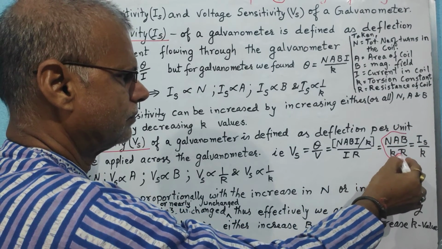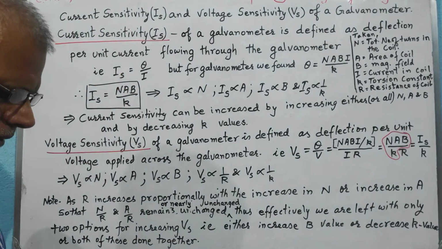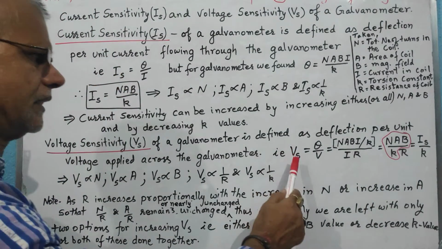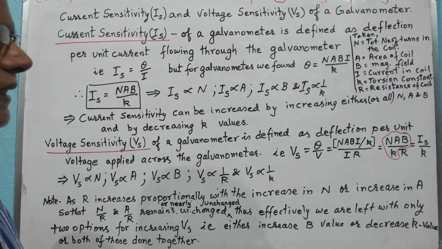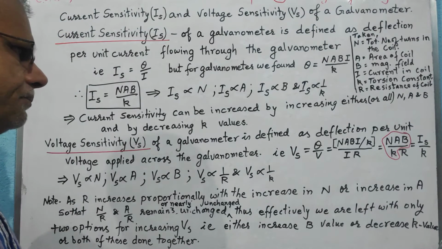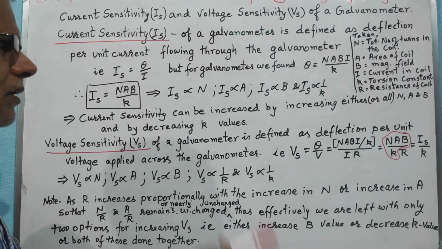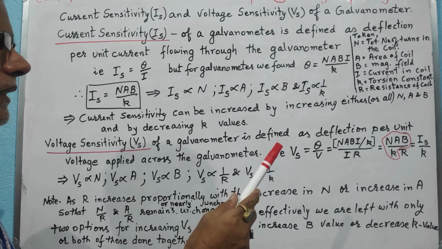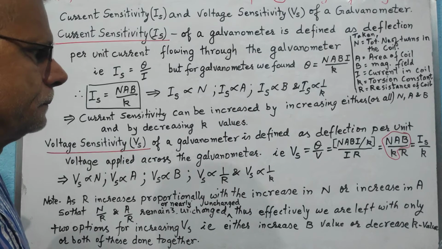For this value we can write IS, current sensitivity IS. So voltage sensitivity is related to current sensitivity divided by K, torsion constant. So naturally when we increase the current sensitivity, the voltage sensitivity will also increase.